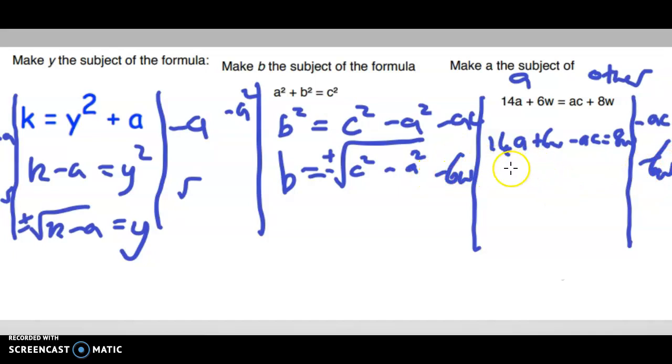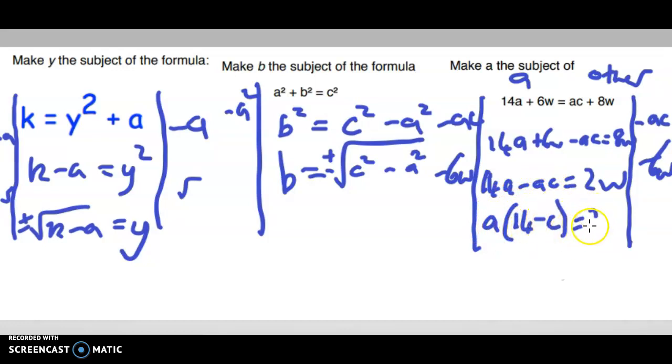And I really do apologize for my handwriting in the space, but I am trying my best. 14a minus ac, because we got rid of that 6w. 8w take away 6w is 2w. Now, there's an a here and an a here. That means that it's a common factor. So we've got a times 14 minus c equals 2w. Can you see there's a common factor of a in both of these? So we factorized it out.